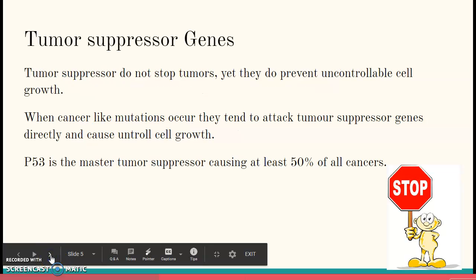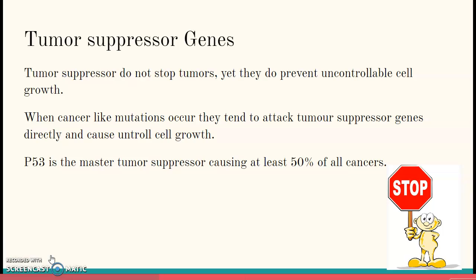And going back to what tumor suppressor genes are. Tumor suppressor genes do not technically stop tumors, yet they do prevent uncontrollable cell growth. When cancer-like mutations occur, they tend to attack a tumor suppressor gene and directly cause uncontrollable cell growth.